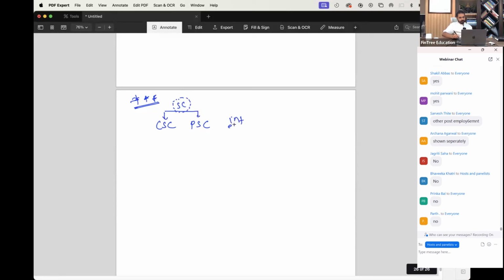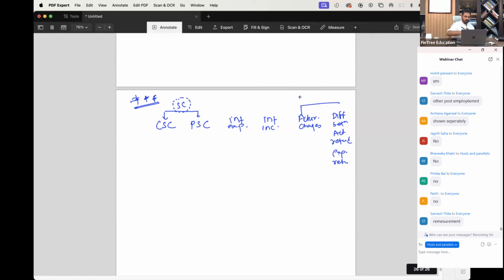Then interest expense, interest income, actuarial changes, difference between actual return and expected return. These two items combined are called what? Under US GAAP, the term that we use for them is remeasurement. Sarvesh, I am impressed. Remeasurement. Okay.